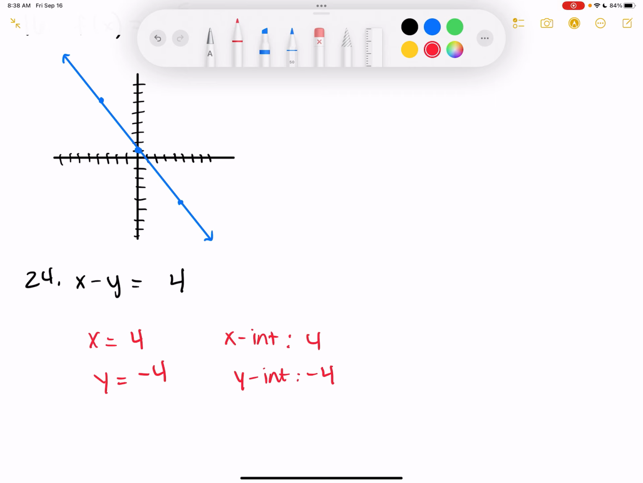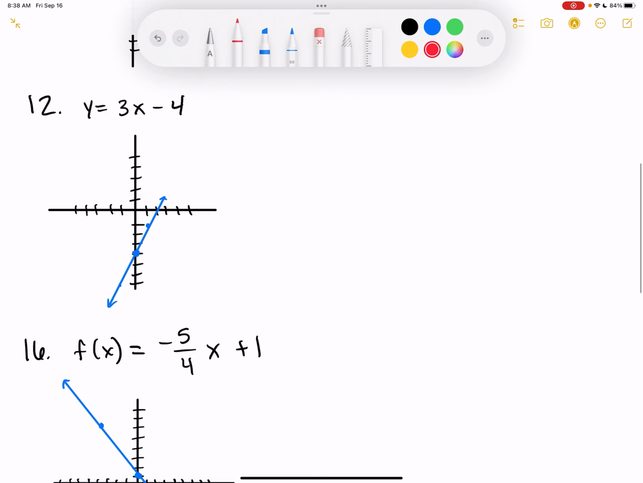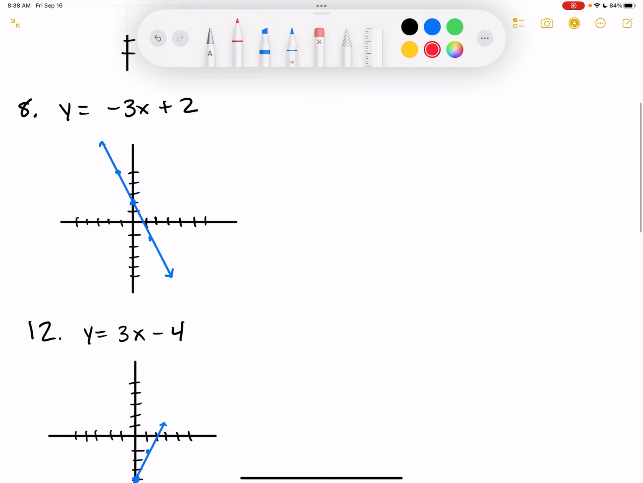Can you go back up to number 8 real quick? Yeah. I messed it up, that's why. Oh.